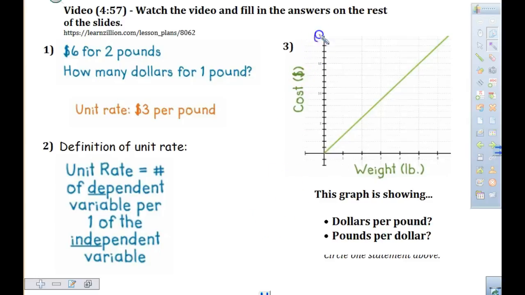Dollars, because if we look at that, that's on our y, so it should be y over x, and our y is dollars, and our x is pounds. So we should have circled this first one, okay?